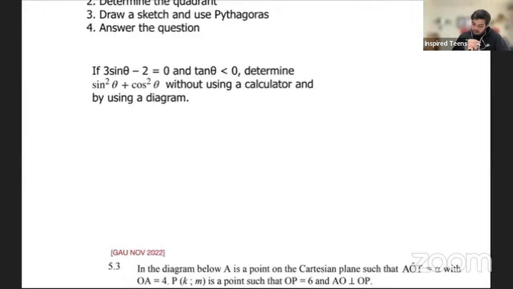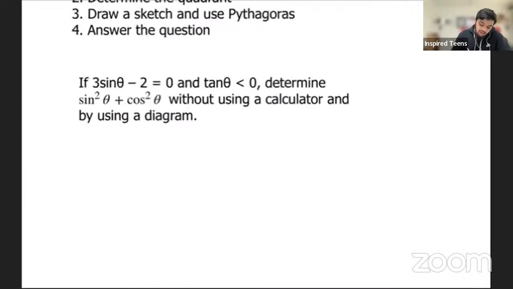So they've given you, if 3 sine theta minus 2 is equal to 0, and tangent theta is less than 0, determine the value of sine squared theta plus cos squared theta without using a calculator and by using a diagram.